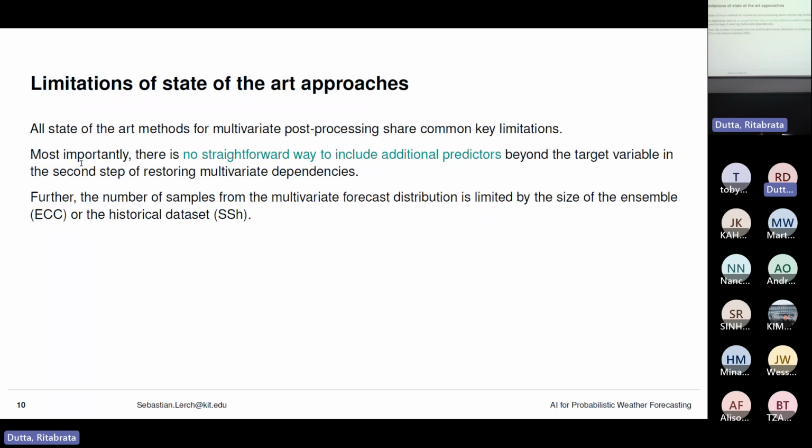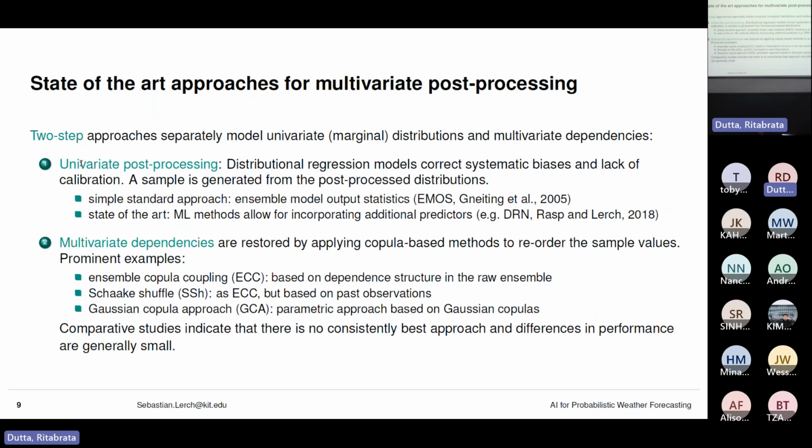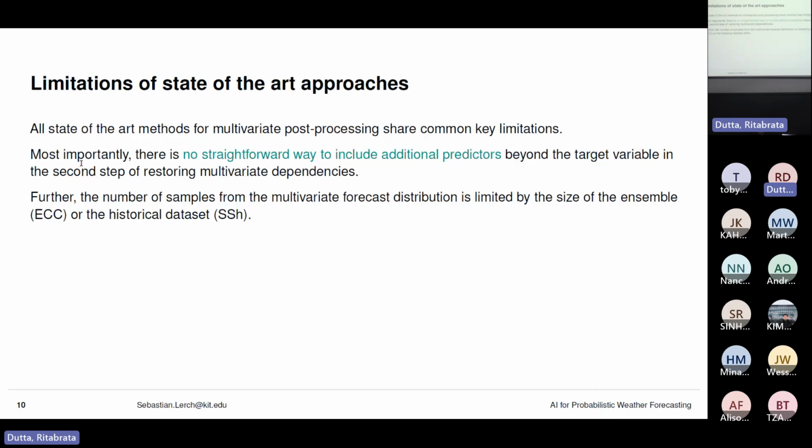The reason for this is that these state-of-the-art methods show some common limitations. Most importantly, in my view, there is no straightforward way to include additional predictors in the second step of modeling the multivariate dependencies. In the univariate models, we can do this using, for example, these neural network models I showed you. But in the second step, where we restore the dependencies via copulas, there is no straightforward way of including information from other variables. But since this has been one of the key efforts to improve the univariate forecast, it's also likely that this may also lead to multivariate improvements.